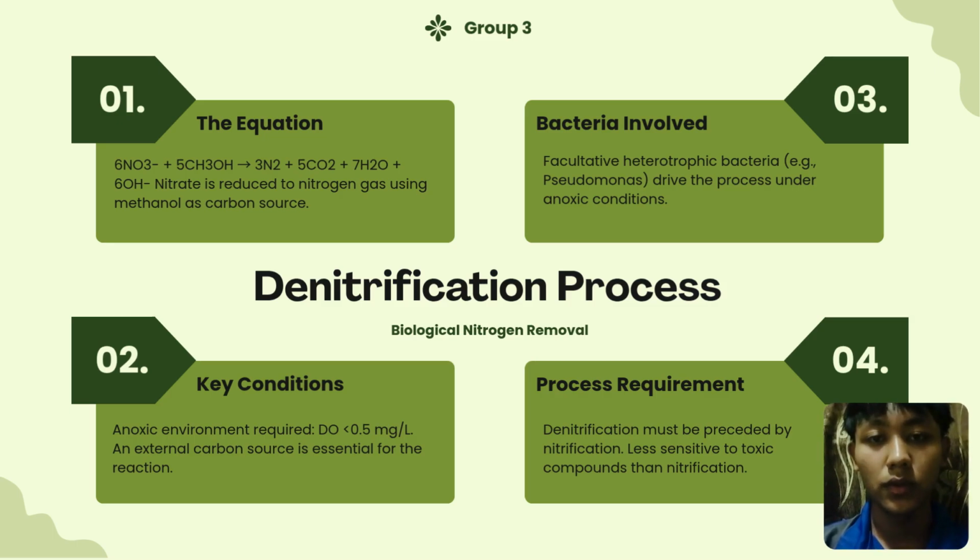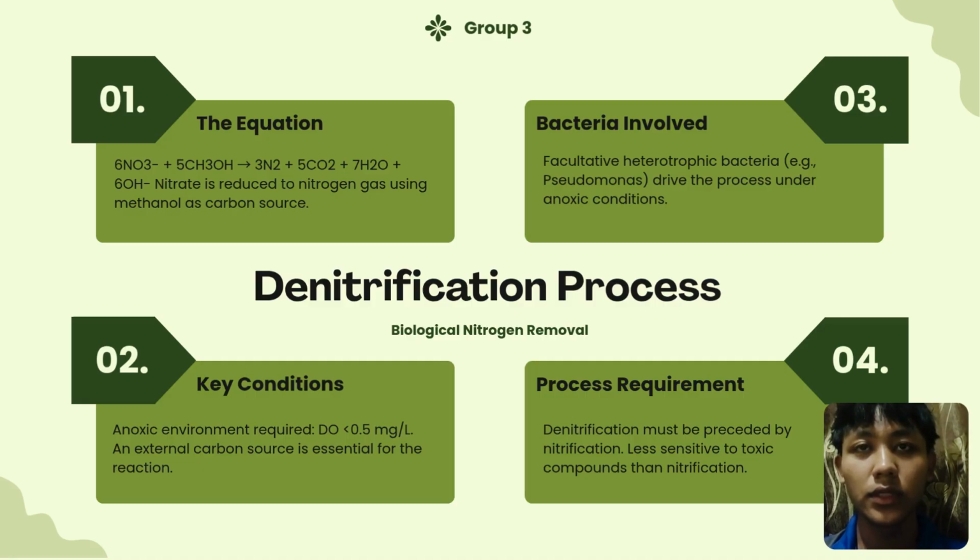So I am also going to present about the denitrification process. First, the equation: 6NO3- plus 5CH3OH equals 3N2 plus 5CO2 plus 7H2O plus 6OH-. Nitrate is reduced to nitrogen gas using methanol as a carbon source.